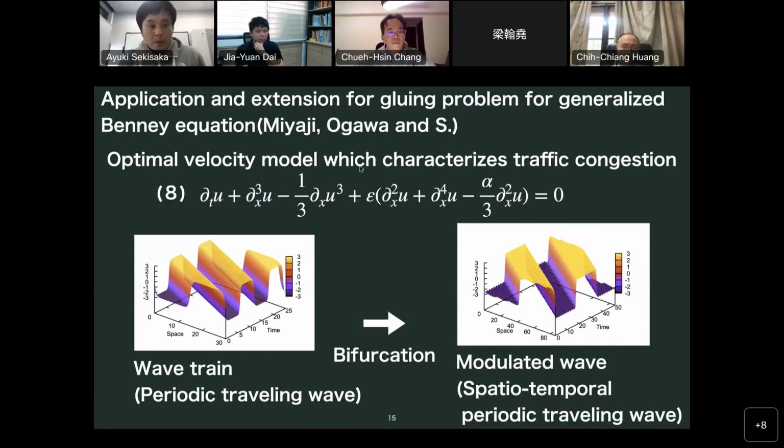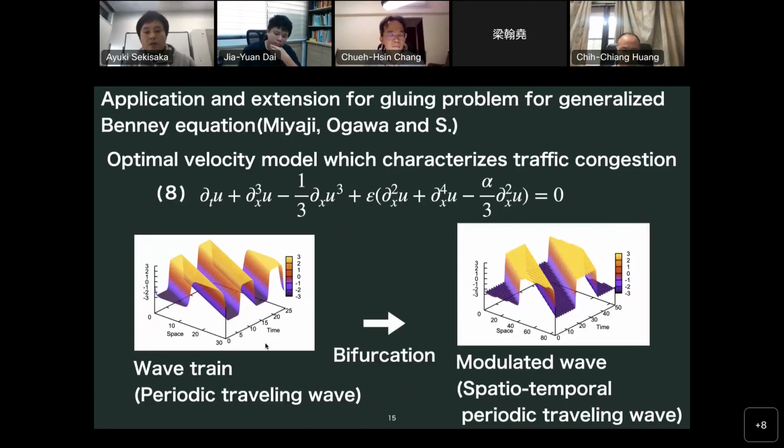So we also consider equation 8. Equation 8 is the optimal velocity model, one of our optimal velocity models. In the numerical simulations, we can show that equation 8 has a stable wave train. In the numerical simulation, see the right pictures.